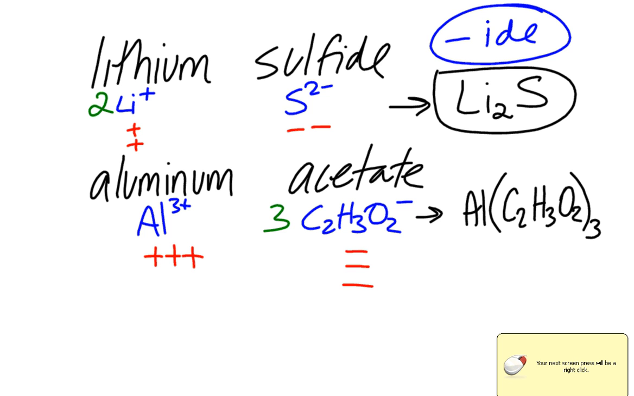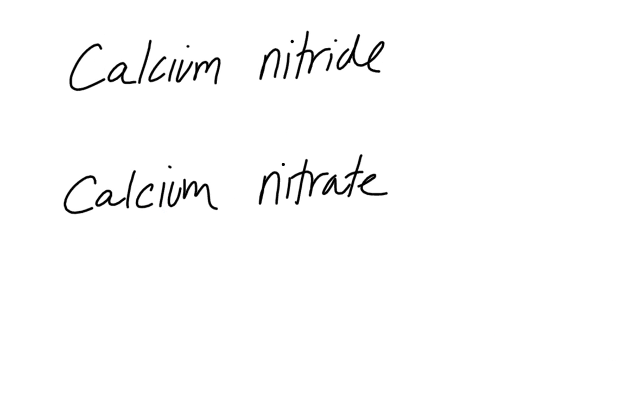So let's go ahead and take a look at a couple more. What I'd like you to do is write out the ions and the molecular formula for both of these compounds, calcium nitride and calcium nitrate. So go ahead and pause your video and write these out, and let's see the difference.